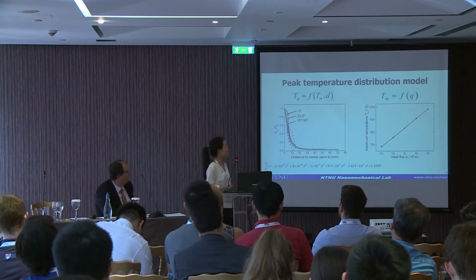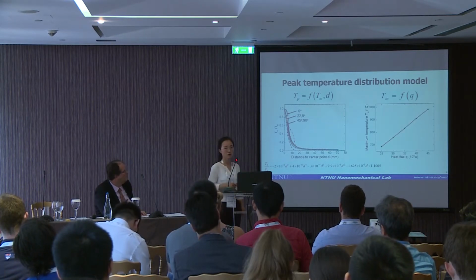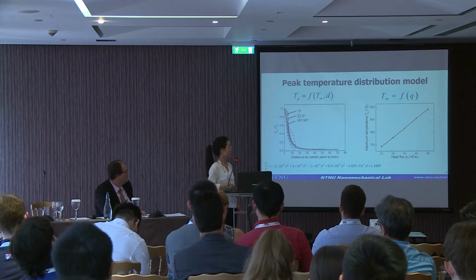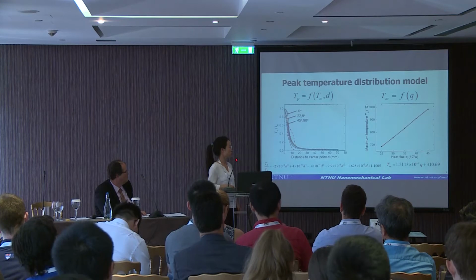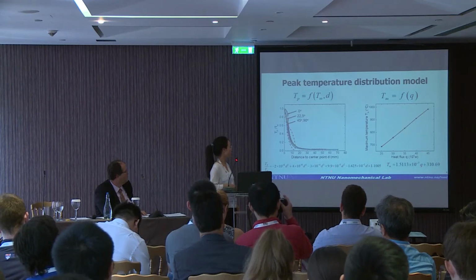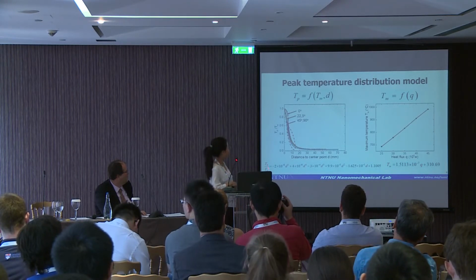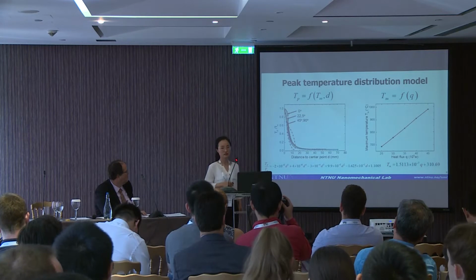Then we found that the maximum temperature of the whole model is linear to the heat flux, and we got this function. So now we can calculate Tm based on Q. Q is the basic parameter. And calculate Tp by Tm and the distance.